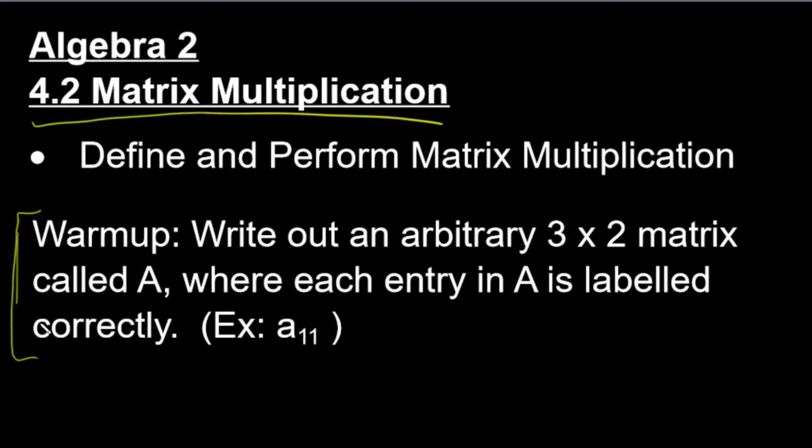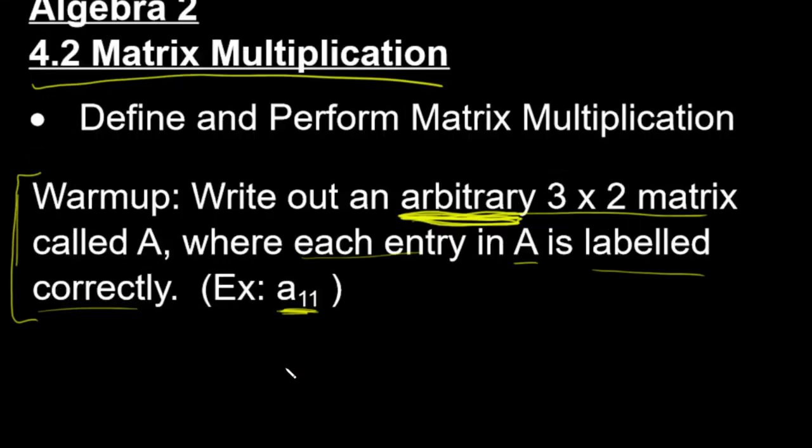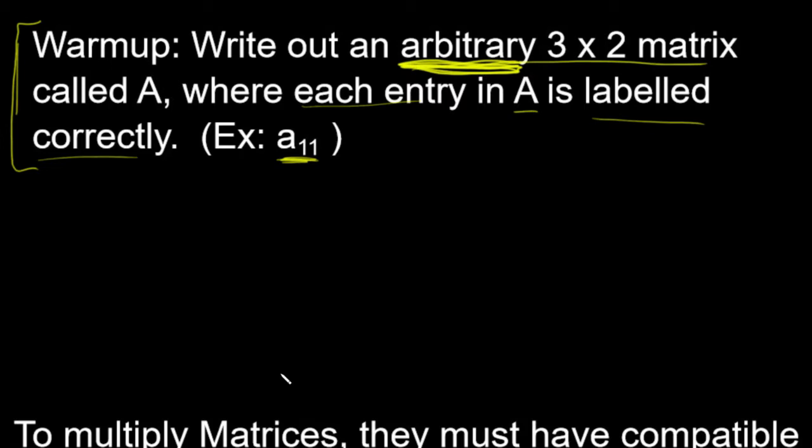Write out an arbitrary 3 by 2 matrix called matrix A, where each entry in A is labeled correctly. An arbitrary matrix is a matrix in which the elements are not given specifically, but instead you've got the addresses for each element. So I'll get you started on this. It's a 3 by 2, which means there's going to be 3 rows and 2 columns.